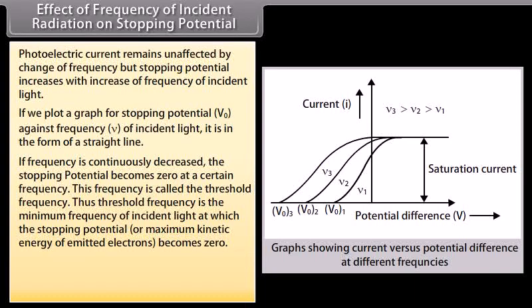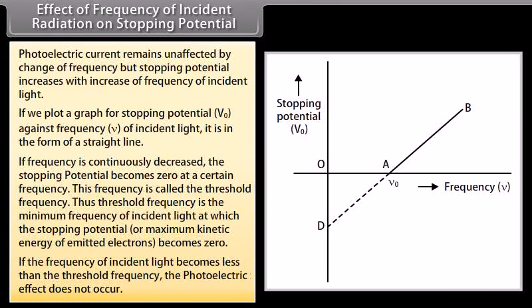Thus, threshold frequency is the minimum frequency of incident light at which the stopping potential, or maximum kinetic energy of emitted electrons, becomes zero. If the frequency of incident light becomes less than the threshold frequency, the photoelectric effect does not occur.